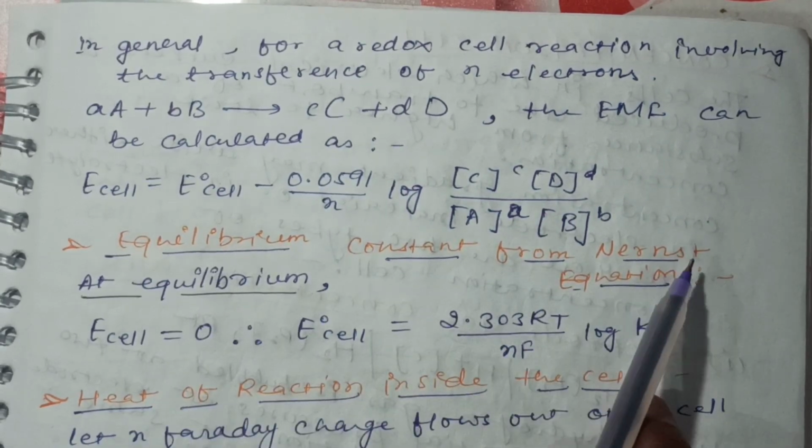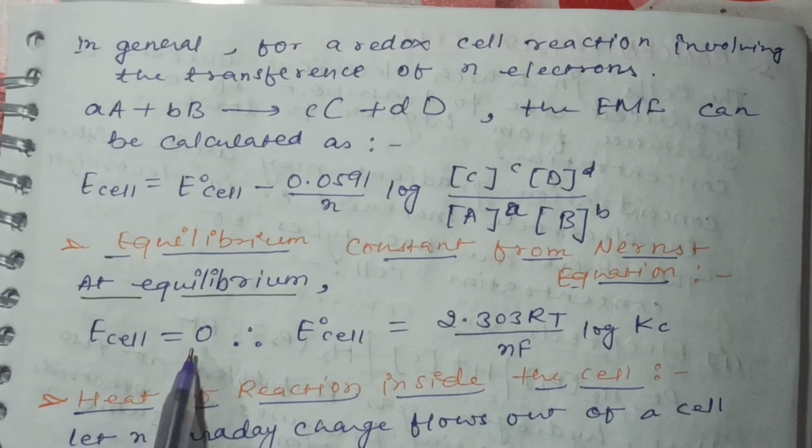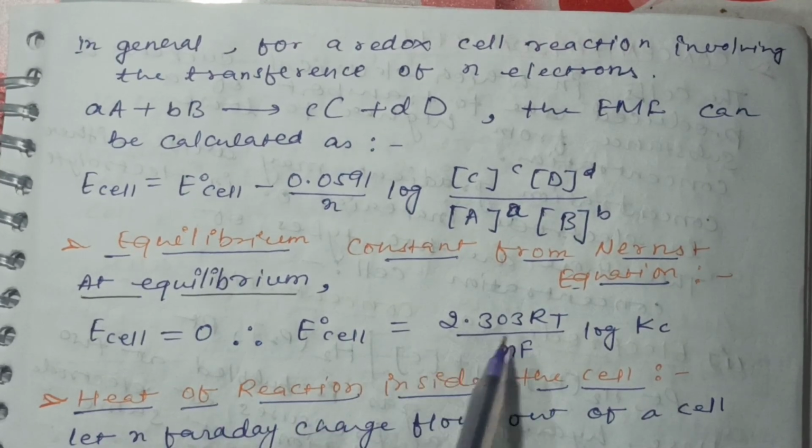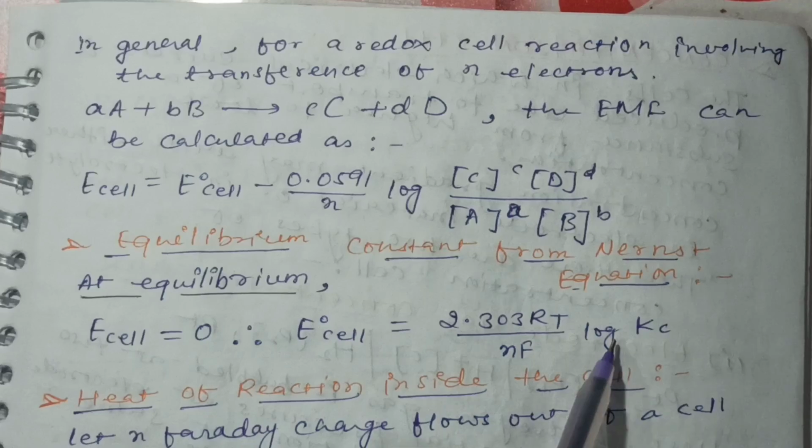Equilibrium constant from Nernst equation. E cell is equal to 0, so E naught cell is equal to 2.303 RT upon nF log Kc.